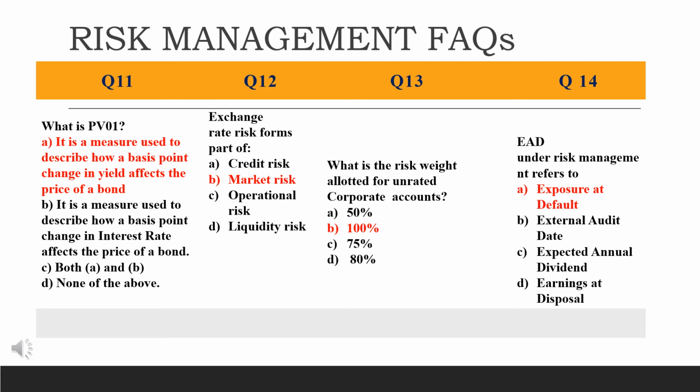Next question is EAD. EAD is nothing but exposure at default. EAD under risk management refers to dash. There are 4 options. First is exposure at default. Second is external audit date. Third is expected annual dividend. The fourth is earning at disposal. I have already given you the answer. EAD indicates exposure at default.